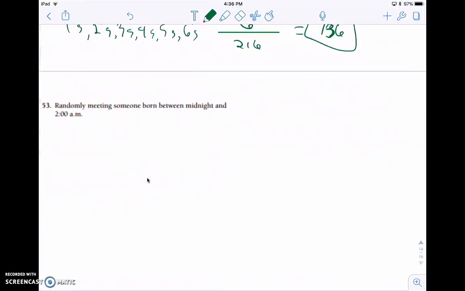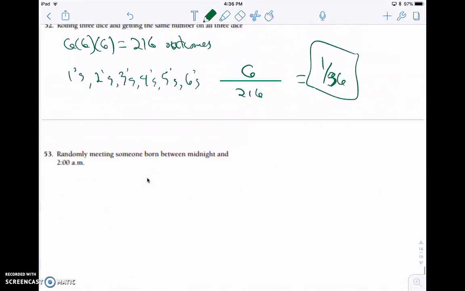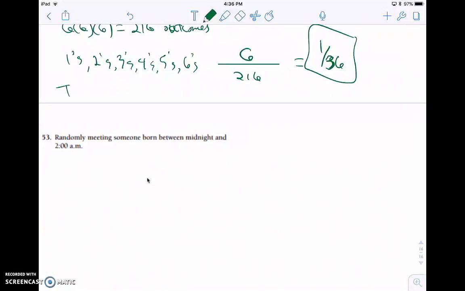So lastly, we want to find out what's the probability. Oh, and this was definitely theoretical as well. Number 53, I'm just going to put it down, theoretical again. So what's the probability of randomly meeting someone born between midnight and 2 a.m.?